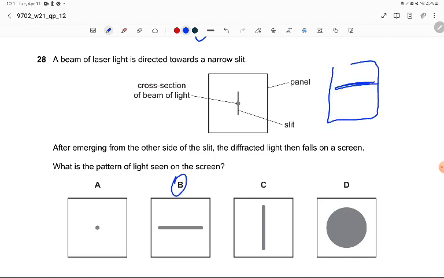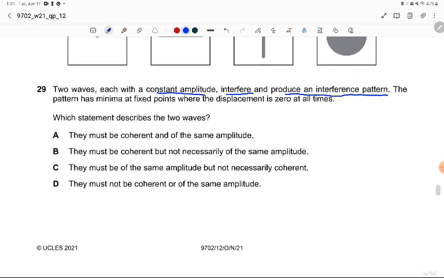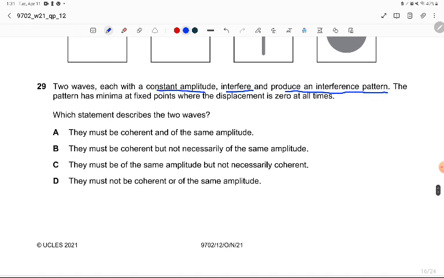Two waves, each with constant amplitude, interfere and produce an interference pattern. The pattern has minima at fixed points where the displacement is 0 at all times. Okay, which statement describes the two waves?